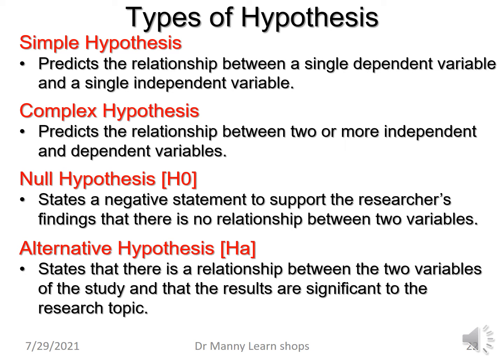The null hypothesis states a negative statement to support the researcher's findings that there is no relationship between two variables. And an alternative hypothesis states basically that there's a relationship between two variables of the study and that the results are significant to the research topic.